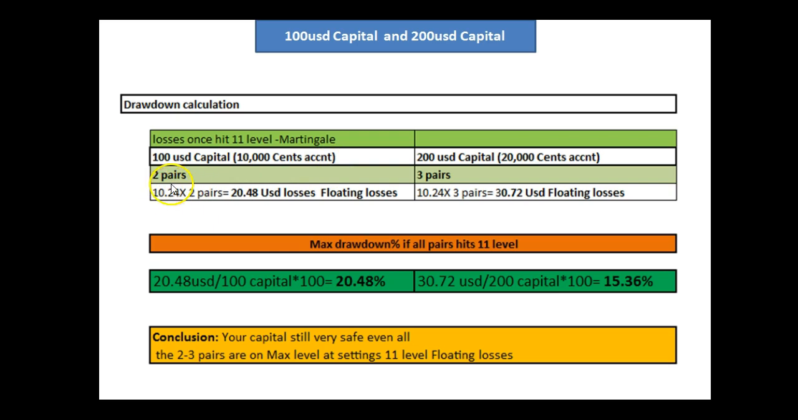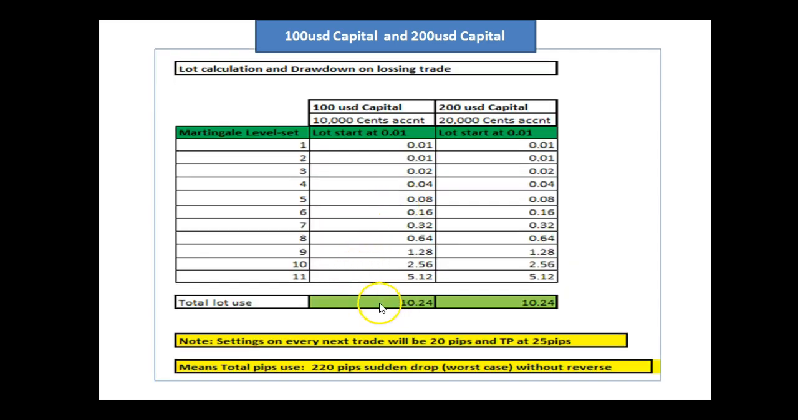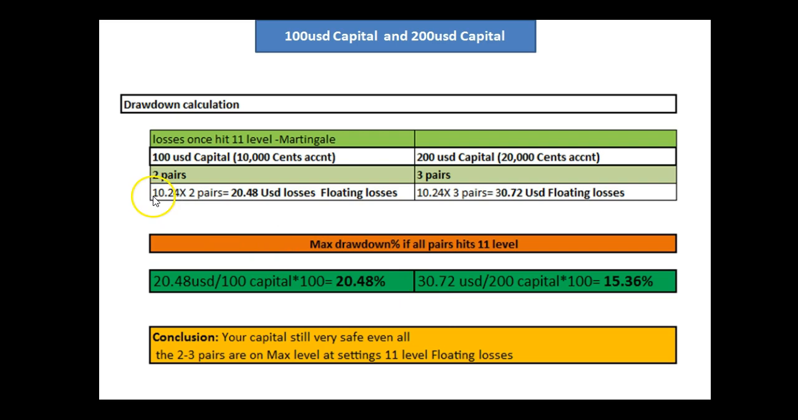Here we are using 2 pairs. This is a bit risky, but it depends on the pairs that you use. Remember, in our previous episode, the total lot size used for 220 pips is about 10.24. So 10.24 multiplied by 2 pairs is equivalent to 20.48 US dollars of floating losses in your trading. Your account is not closed yet. After dropping 220 pips, it doesn't close. It is just floating losses.